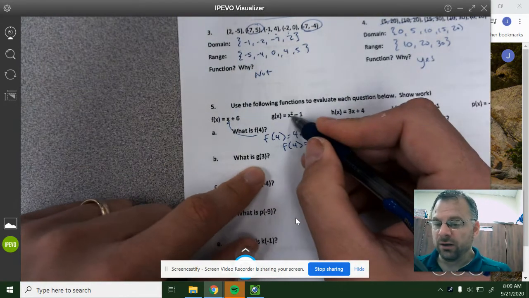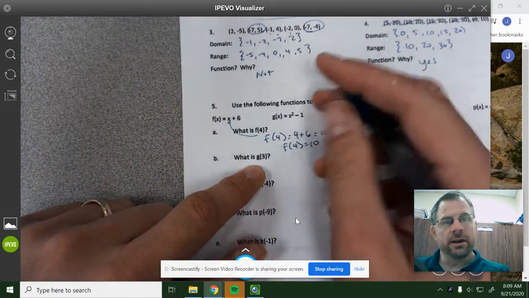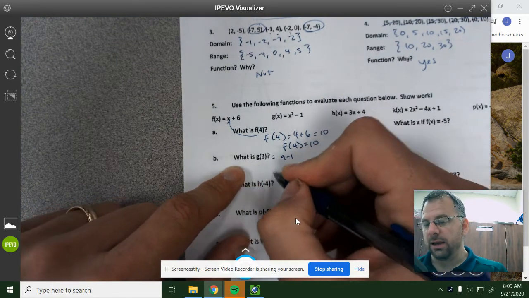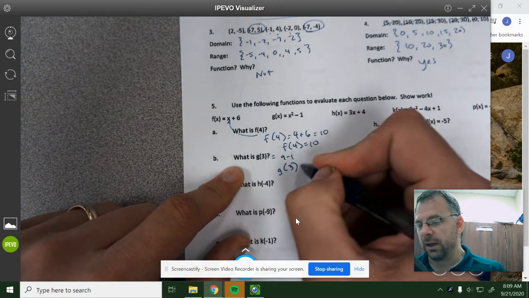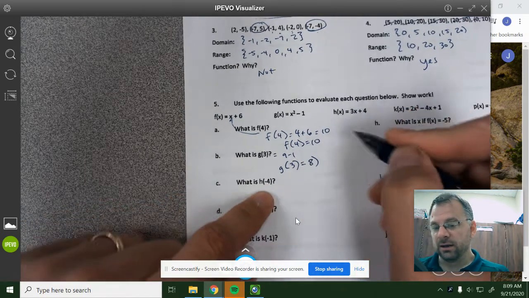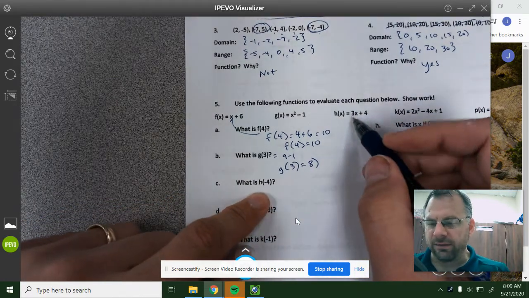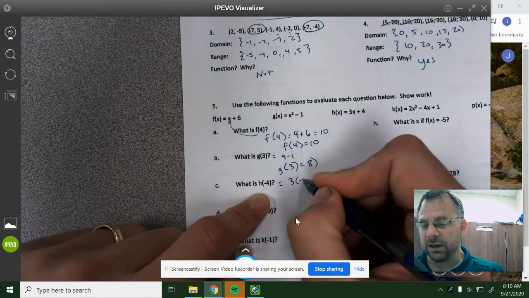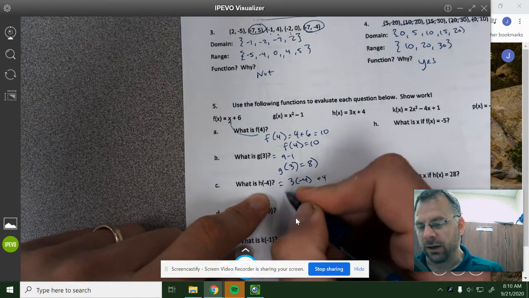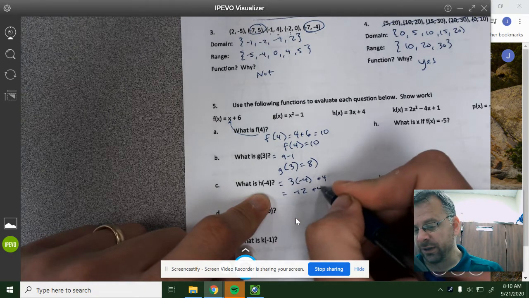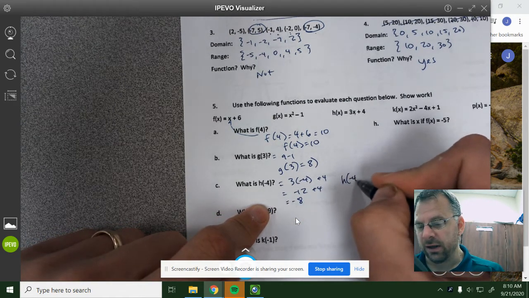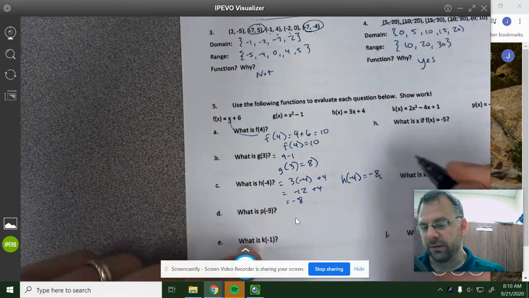G of 3. Well, if I go 3 squared, that's 9. 9 minus 1 would be 8. So G of 3 is 8. H of negative 4. In the h function, if I plug in negative 4, that's 3 times negative 4 plus 4. That's negative 12 plus 4. That's negative 8. So I could say h of negative 4 equals negative 8.